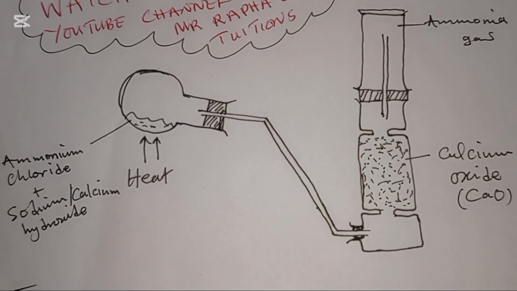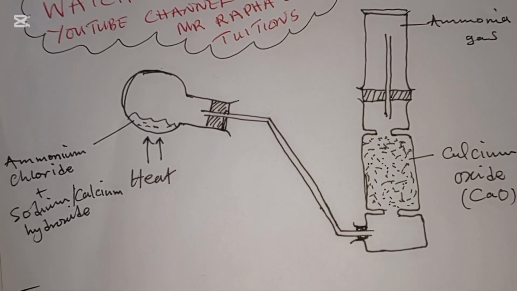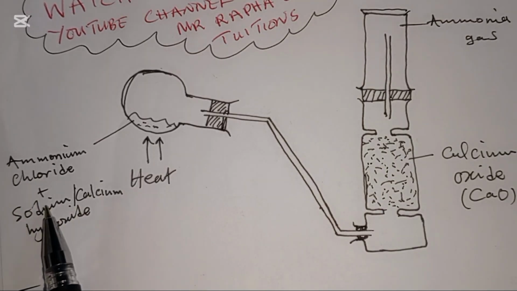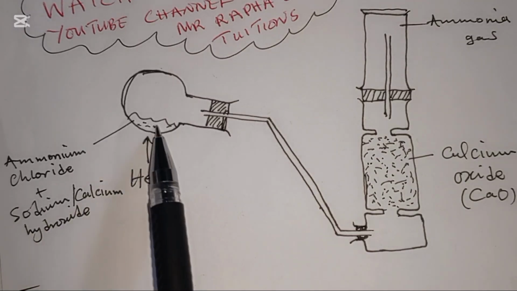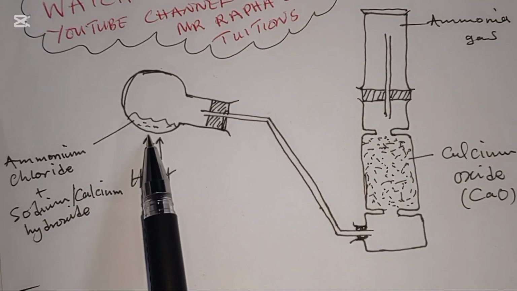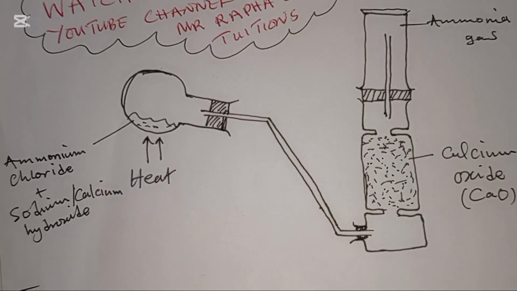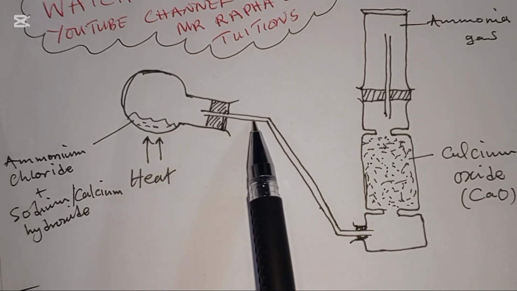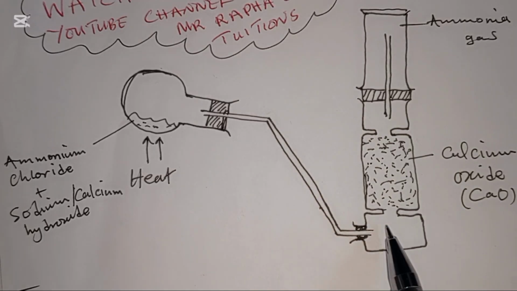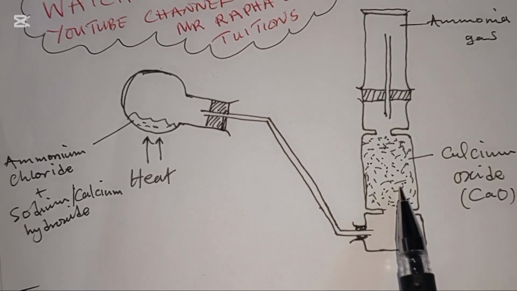So this is the diagram for the laboratory preparation of ammonia. So this is ammonium chloride plus calcium hydroxide or sodium hydroxide. This is the mixture here. Then when the mixture is heated, ammonia gas, water, and calcium chloride will be produced. So ammonia gas will go through the delivery tube. Then, before it is collected here, it will be passed through calcium oxide, which is the drying agent.